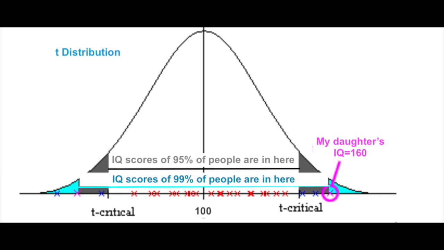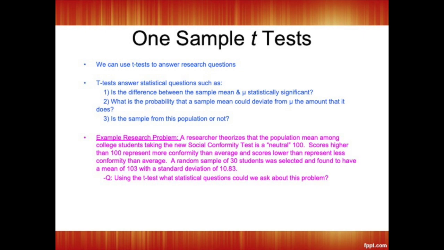And then for number 2, we could answer the statistical question, what is the probability that a sample mean could deviate from the population mean the amount that it does? And so that's where we use our 95% and our 99%. And then finally, is this sample from the population or not? Is my daughter from the population of average smarties, or is she outside of that, either being super, super genius or super, super dumb? That sounds terrible. So at any rate, these are the questions that a one-sample t-test can address.